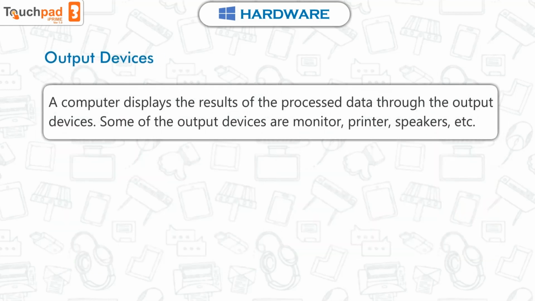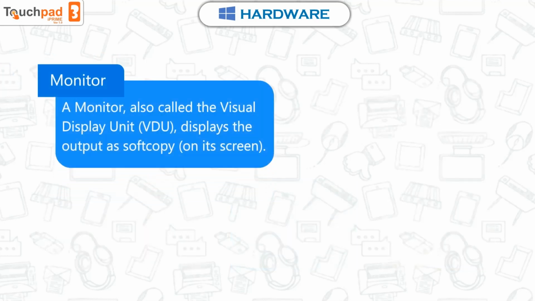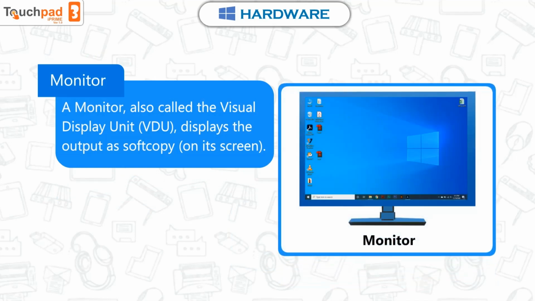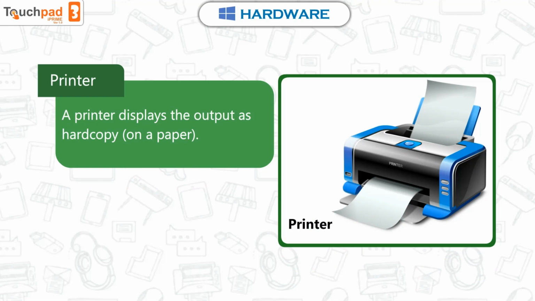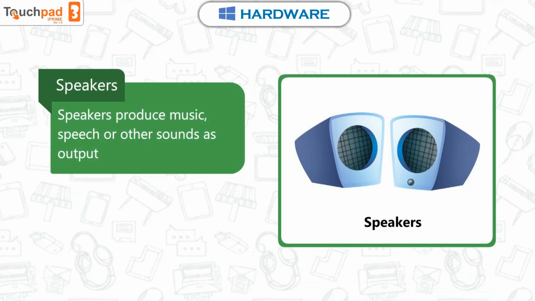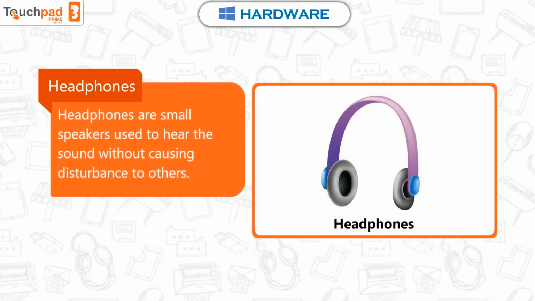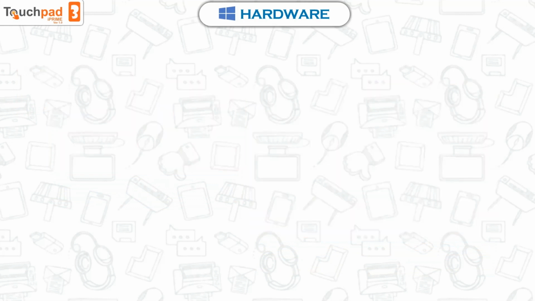Output devices. A computer displays the results of the processed data through the output devices. Some of the output devices are monitor, printer, speakers, etc. A monitor, also called the Visual Display Unit, VDU, displays the output as soft copy on its screen. A printer displays the output as hard copy on paper. Speakers produce music, speech, or other sounds as output. Headphones are small speakers used to hear the sound without causing disturbance to others. A projector displays the output from the computer screen on a larger screen.